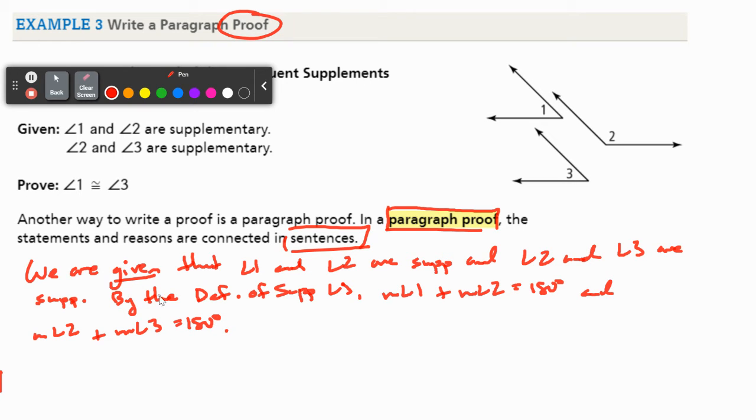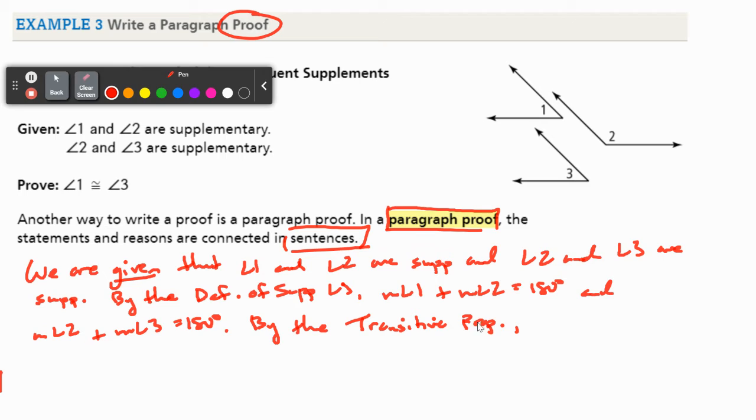So you can see that each sentence is pretty much just like a row in your two-column proof, right? The givens were those statements. Now we're using the reason of the definition of supplementary angles to say these two statements. And now I hope you recognize this from the vertical angles theorem proof, because now I have two angle sums that equal 180. So now we're going to use the transitive property. So by the transitive property, I decided to write out the word this time, maybe because we're in paragraph form.